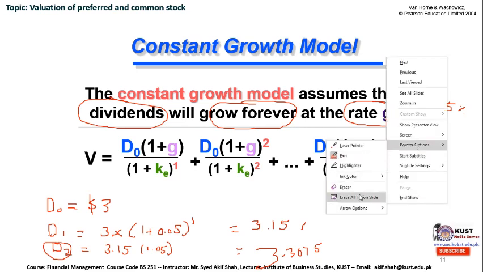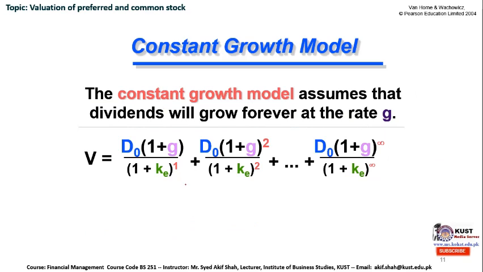So this is the way we can calculate the growth in our dividend: value is equal to D naught into 1 plus G, whole divided by 1 plus ke raised to the power 1. We have to discount it to time 0. Similarly, we can discount the second year's dividend, and so on and so forth, not up to infinity, but up to n, if n is given, like n is 5 years. Only then can we calculate with the help of this formula.